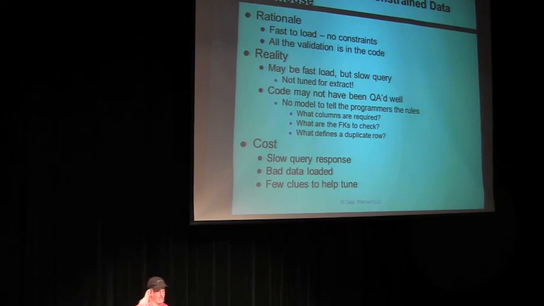Yeah, no model to tell the programmers what the rules are. So how are you guaranteeing me that all the validations are in the code, if the underlying model doesn't give you any hints on what the rules should be? What columns are required? What foreign keys should we be checking? What defines a duplicate row? Especially when you only tested it with 500 rows, right? How can you do that?